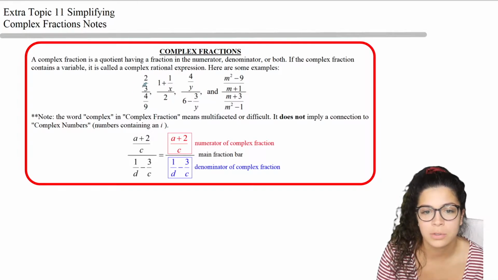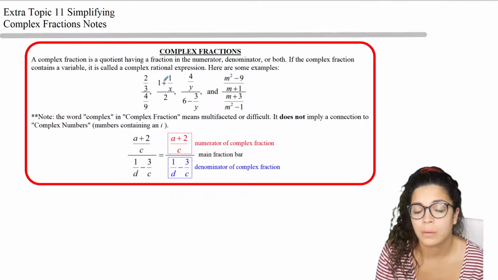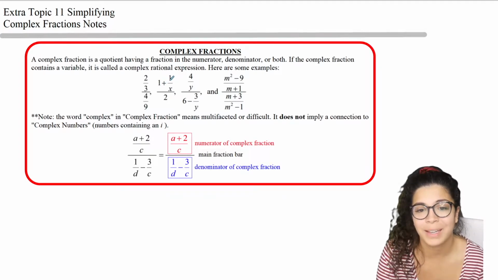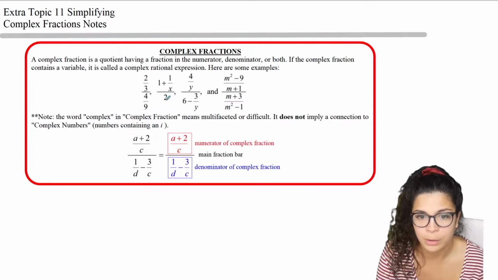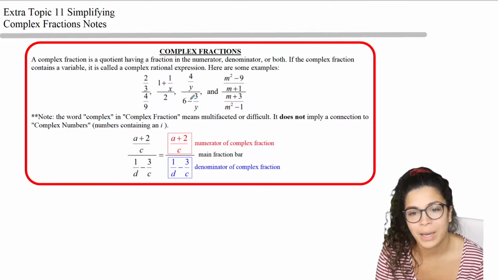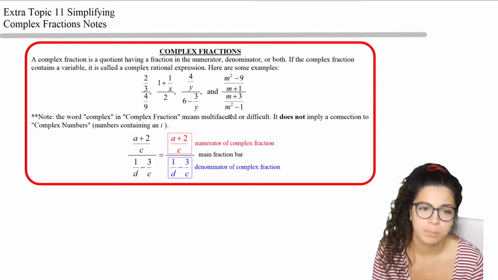So this one you can see is just numbers only, and then we have a fraction with a variable in the numerator and just a regular number in the denominator. Here we have variables in both numerator and denominator, and same thing here.